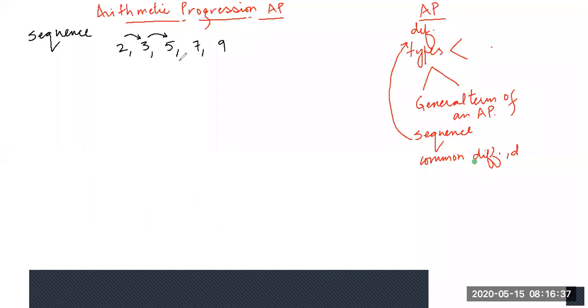Like if you look at this sequence 2, 3, 5, 7, 9, what's the difference between 3 and 2? 1. What's the difference between 5 and 3? 2. What's the difference between 7 and 5? 2. And here the difference is 2. So sometimes the difference is 1, sometimes the difference is 2. So there's no particular definition.